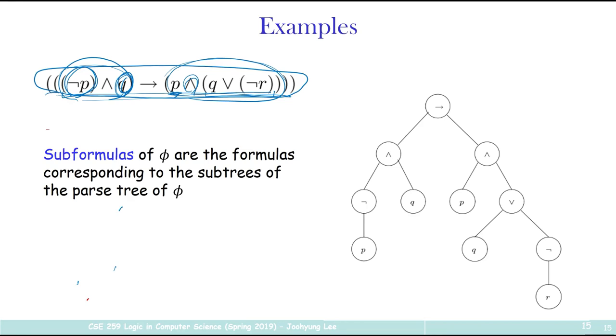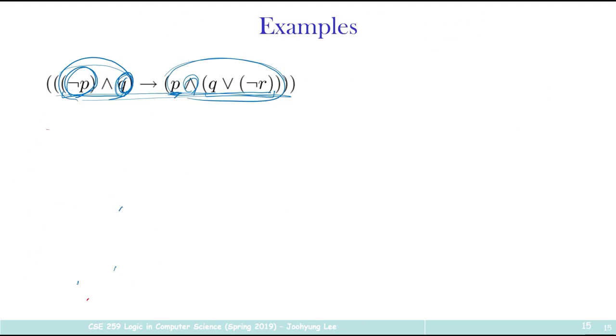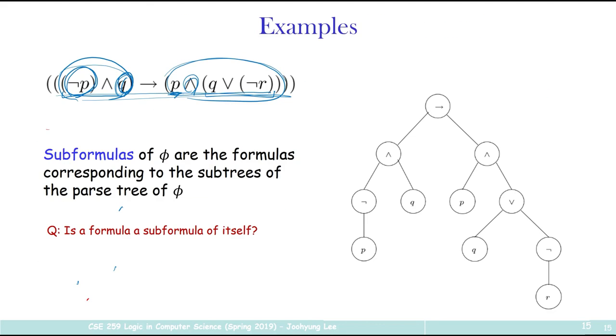So there is a formula that we are given here, and there are many subformulas contained in this formula. One question I can ask: is a formula a subformula of itself? If you just follow the definition here, can you say a formula is a subformula of the same formula? True or false?